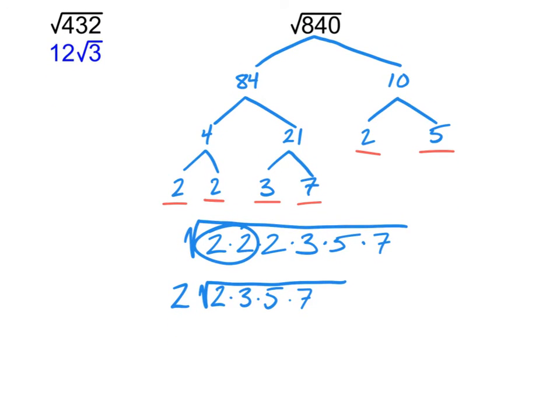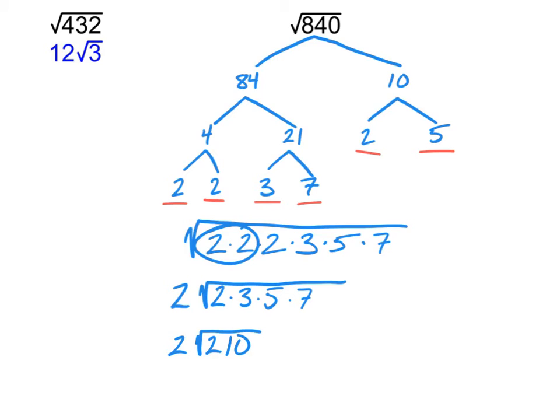Now, last step is we clean it up. We do the multiplication. And on the outside, there's no multiplication to do in this case, so that's just going to stay a 2. On the inside, though, we can multiply the 2 times 3 times 5 times 7. That gives us 210. And then that is our final answer.